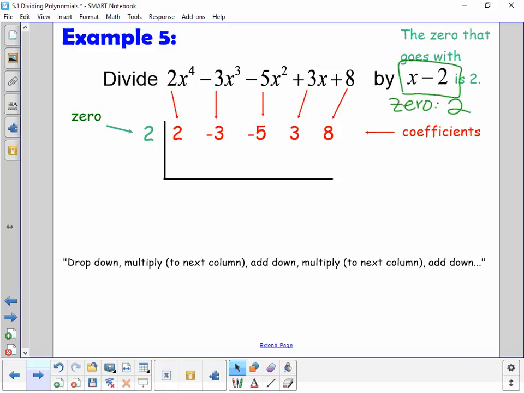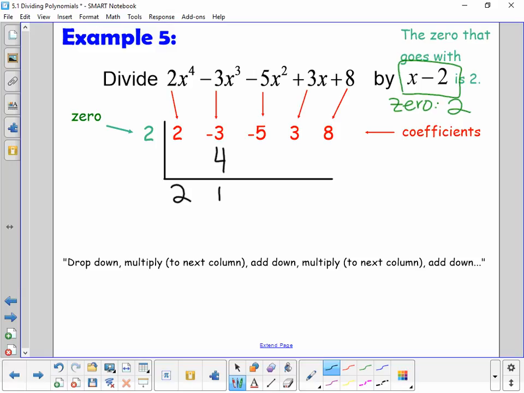So process again is to drop that first one down. Or if you want, you can just think of it as adding the first column. We have to start by adding it up, but there's nothing to add it to, so it's just 2. And now we multiply. 2 times 2 is 4. Put that in the next column. And now we add that column up. Negative 3 plus 4 is 1.